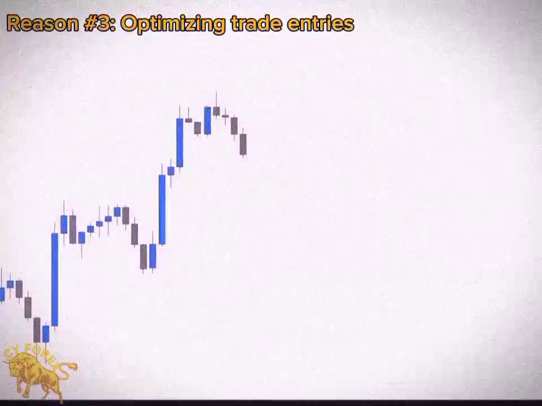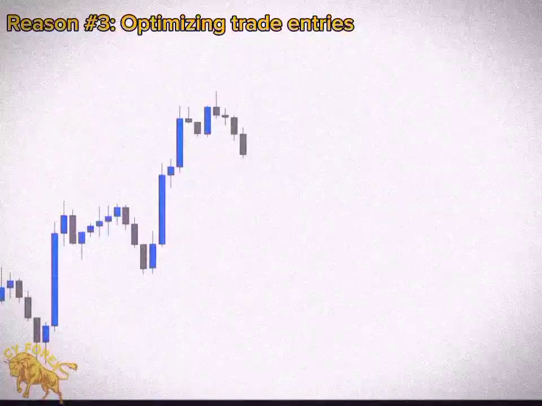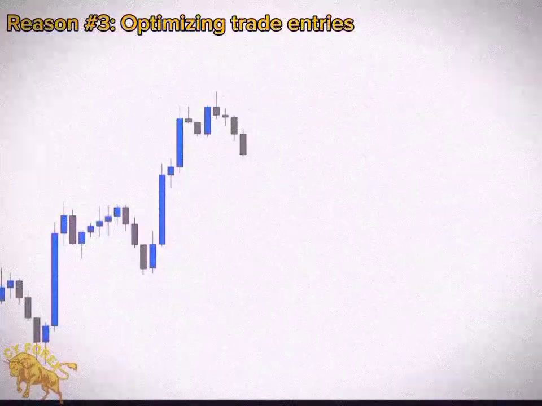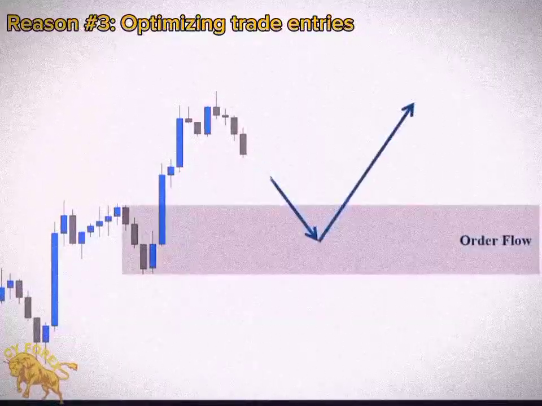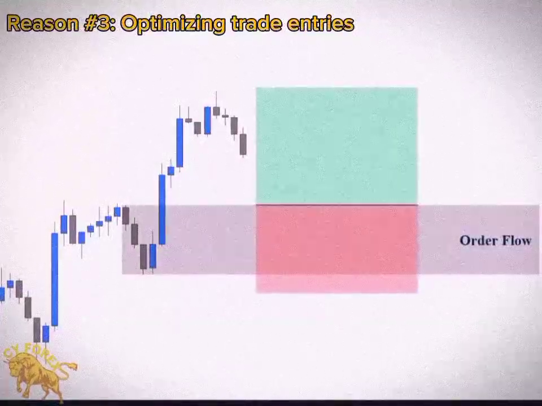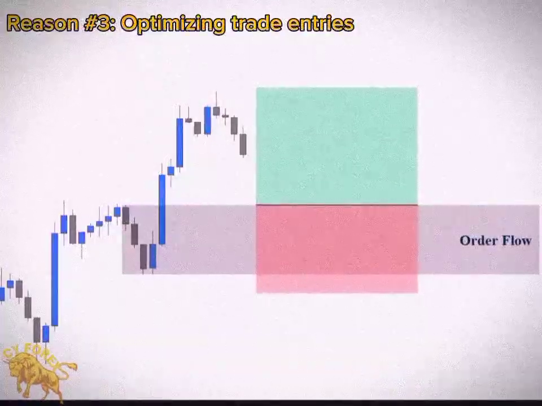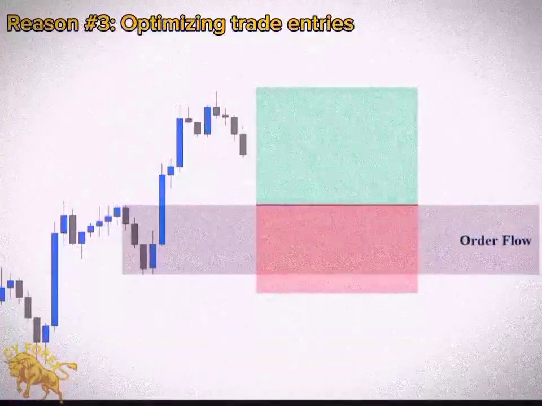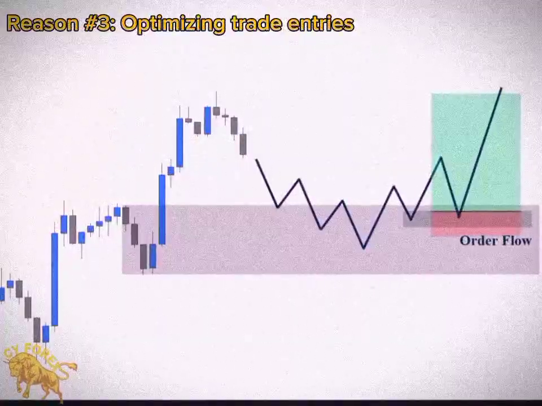Number 3. Optimizing trade entries. Analyzing multiple time frames allows traders to identify optimal trade entry and exit points. For instance, imagine if you were waiting for the price to pull back to the order flow area and open buys to go along with the bullish momentum. If we set buy orders at the beginning of the zone, our stop will be too large. So an optimal way to trade is to look for confirmation and open longs in lower time frames.